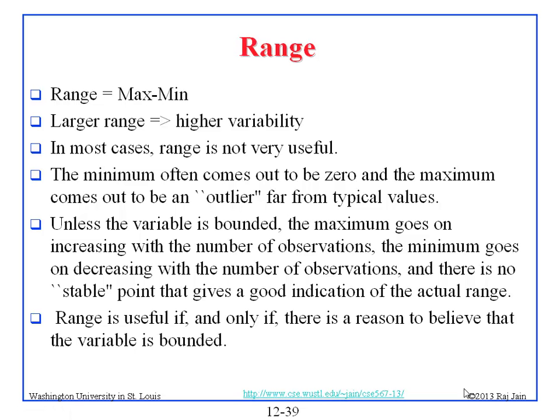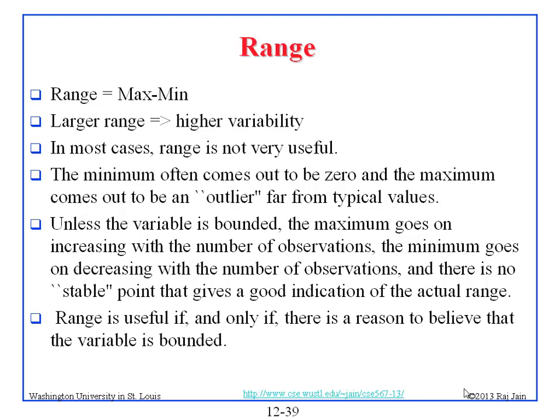So range. We said that the range is the easiest to understand. Anybody will understand when you tell them that minimum is 5 and maximum is 1500. But the problem was that, first of all, it is unbounded, so it's not very useful, because if you had taken more observations, it would have been an even bigger range. So it's unbounded.